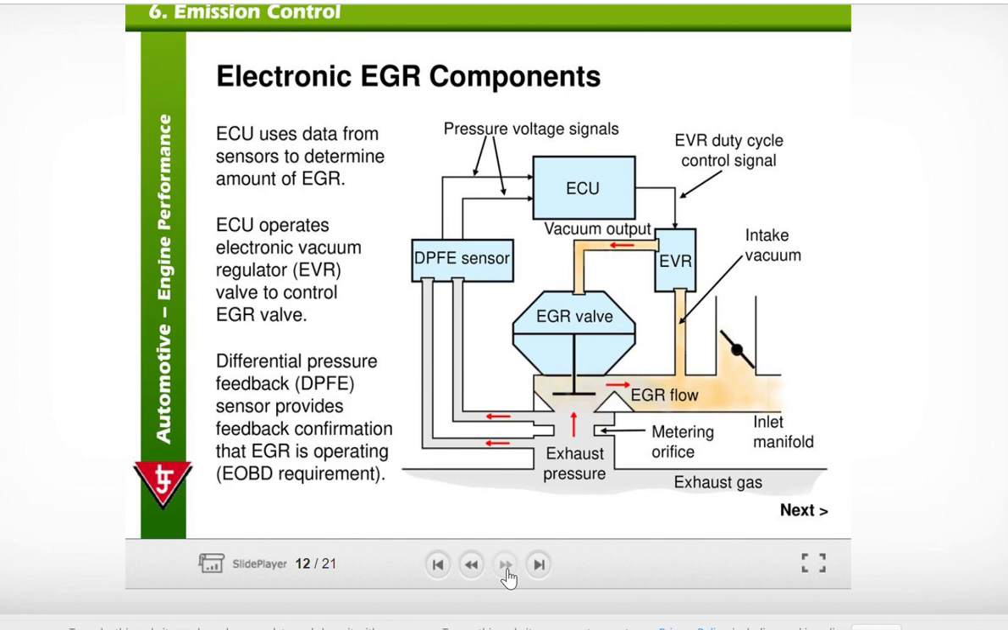The other method, or rather what we also see in electronic EGR components, like you can see here, we have our EGR valve actuated by the ECU through this solenoid. The solenoid allows vacuum to flow to the EGR valve and open it. And then we have a differential pressure sensor providing feedback confirmation that the EGR is operating.